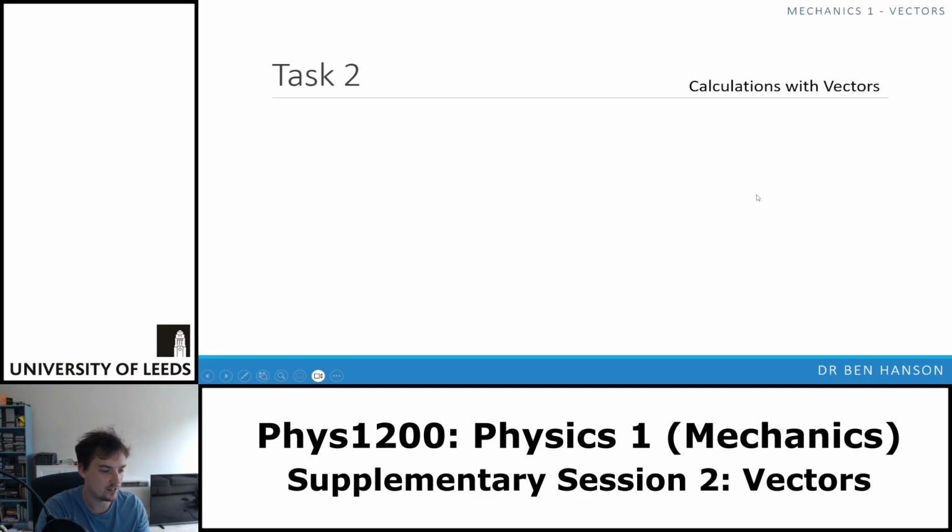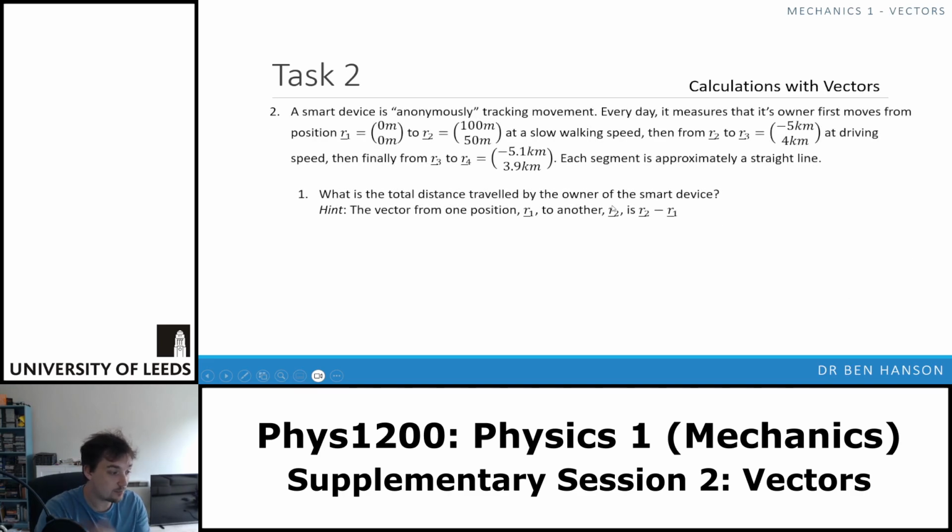Really interesting. But let's move on to this next question. A smart device is anonymously tracking movement. It's not anonymous at all. It can work out who you are given what path you take every day. So even if your name's not attached to it, it knows exactly who you are. But anyway, Big Brother aside, every day it measures that its owner first moves from position R1, the origin, to R2 at slow walking speed, R2 to R3 at driving speed, and R3 to R4. Each segment is approximately a straight line.